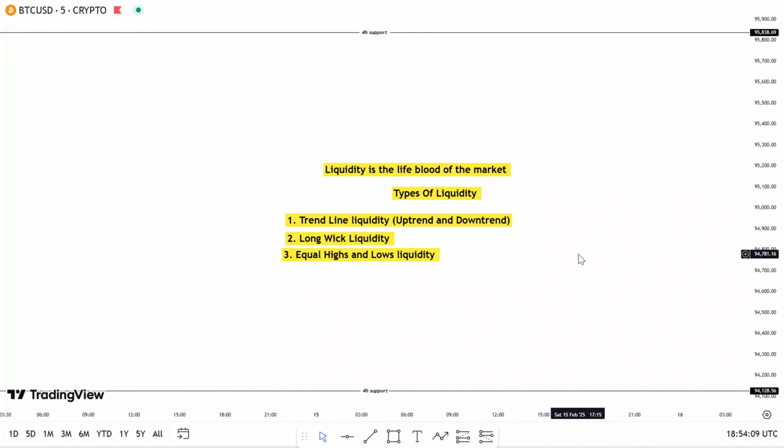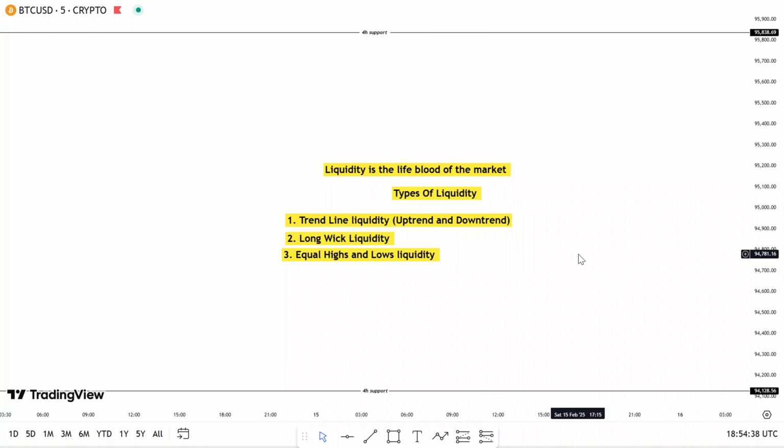Now, there are different types of liquidity. We have the trend line liquidity, the uptrend line liquidity, and downtrend line liquidity. For the sake of this video, I'm just going to be giving you the three most commonly used liquidity. Number 2, we have the long wick liquidity. Number 3, we have the equal highs and lows liquidity. We are going to identify all these types of liquidity on the chart.